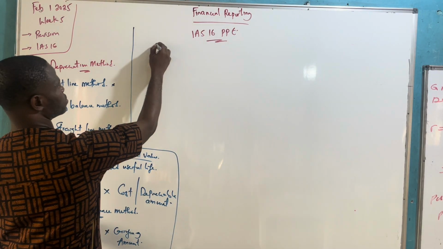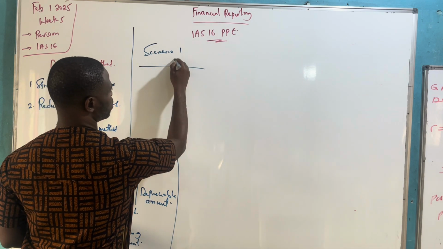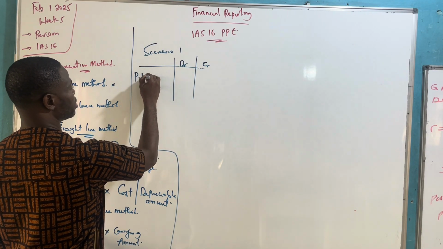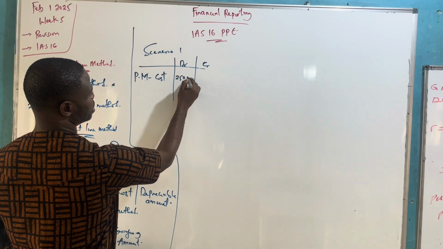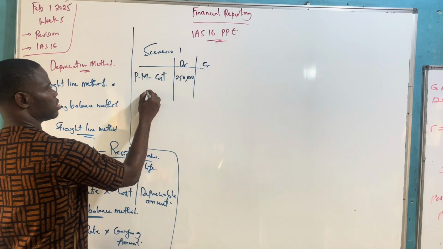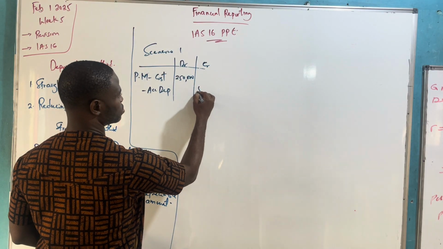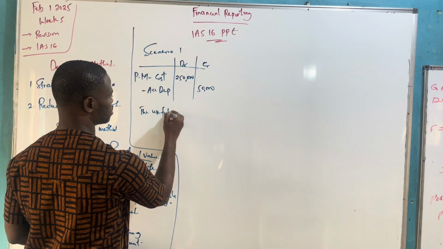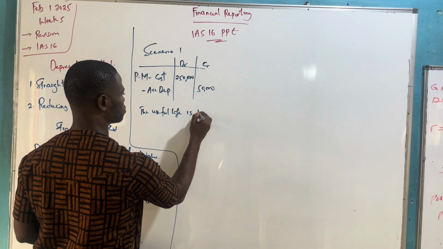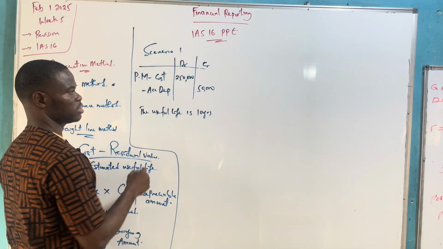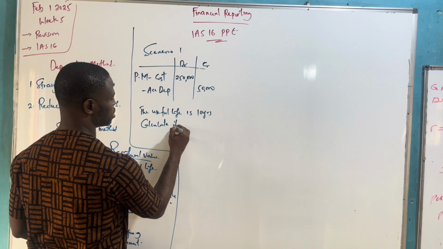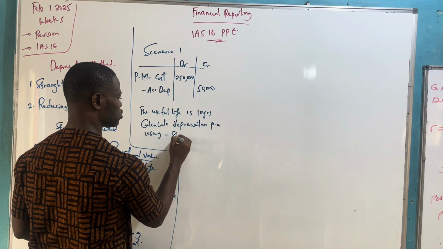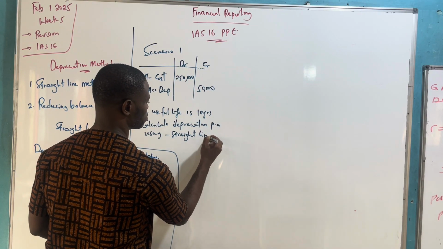Okay. Let's say we have this scenario. Let's say we have a trial balance. They gave us PPE, or plant and machinery, and the cost is 250,000. And they told us that the accumulated depreciation is 50,000. We're now told that the useful life of the asset is 10 years. They now said calculate depreciation for the year, or per annum, using the straight line method and what?